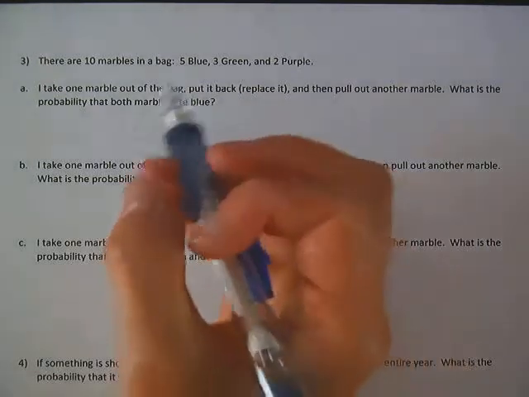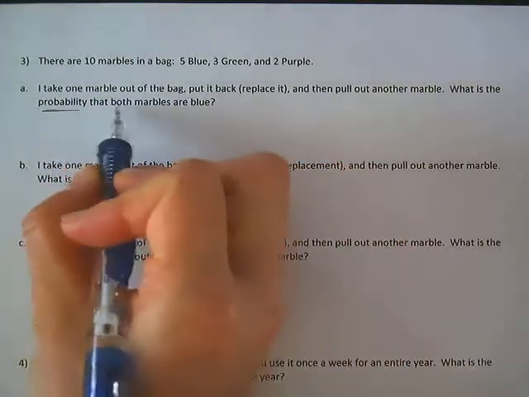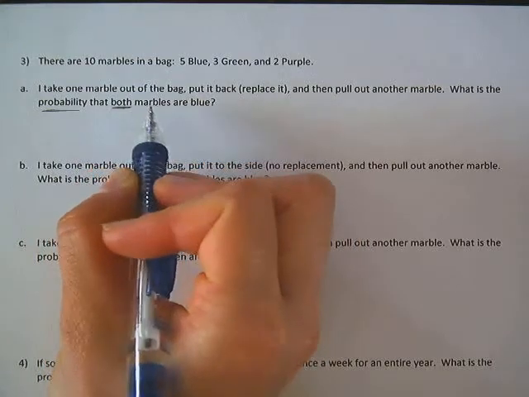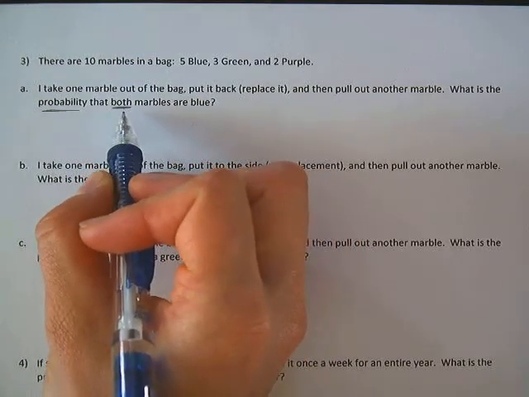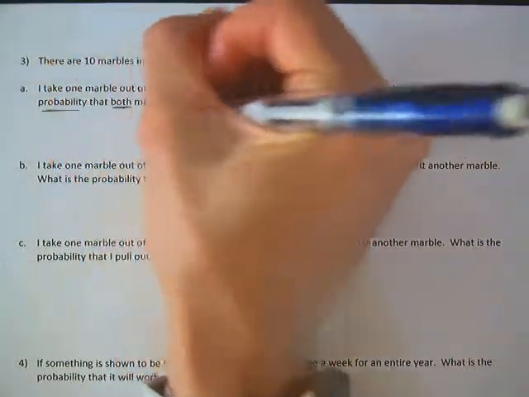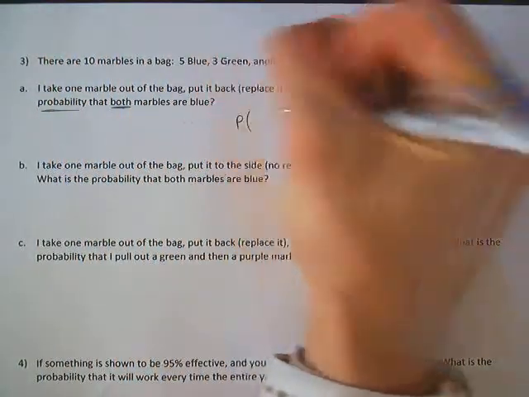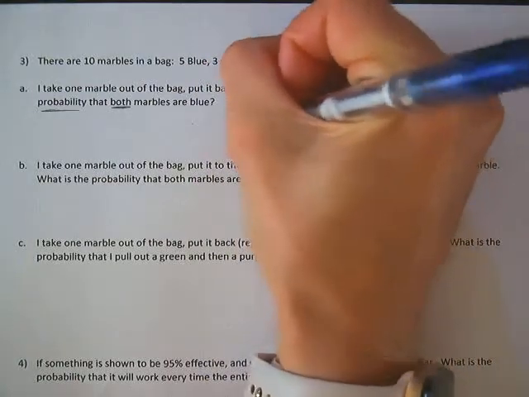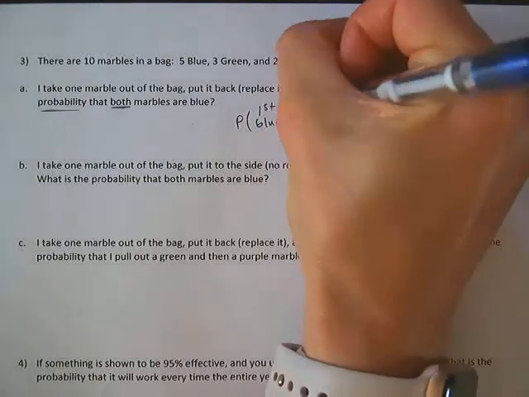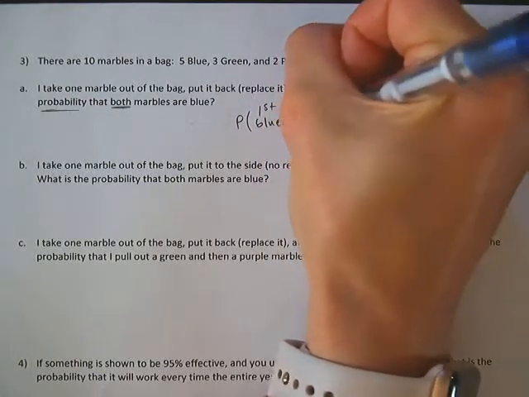All right. So notice this says, what's the probability that both are blue? Well, that means that the first one that I draw out has to be blue and the second one. So this is an intersection problem. So we're finding the probability of the first one being blue. So I'll just put first blue, and the second one that I draw out is blue.